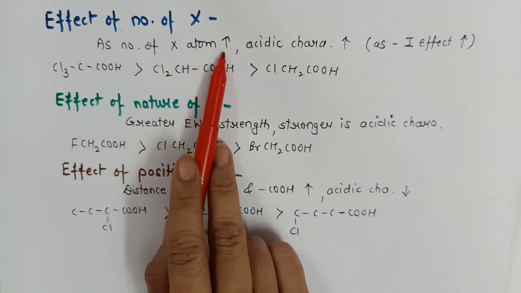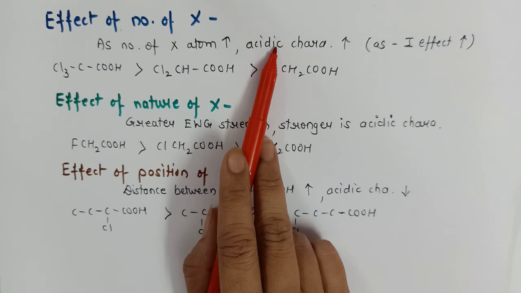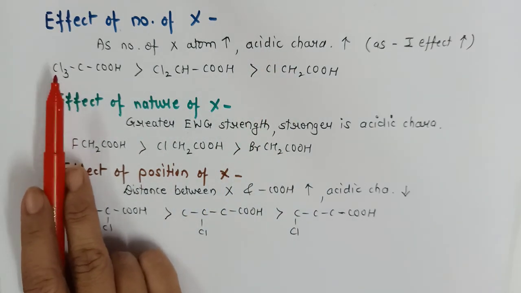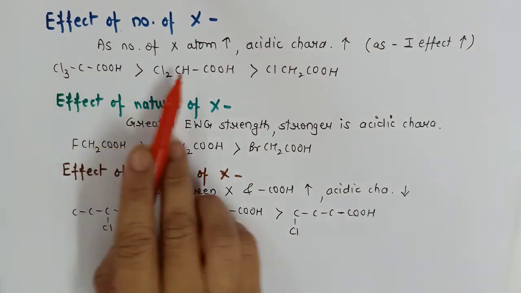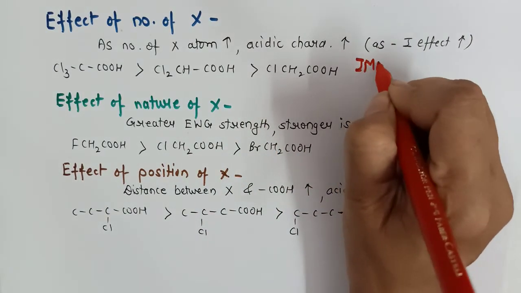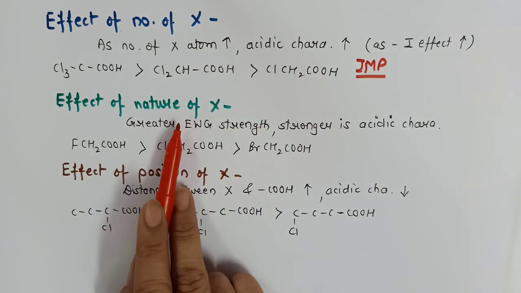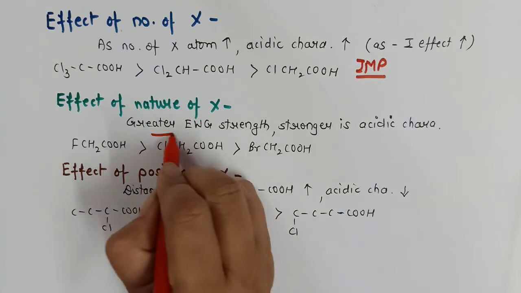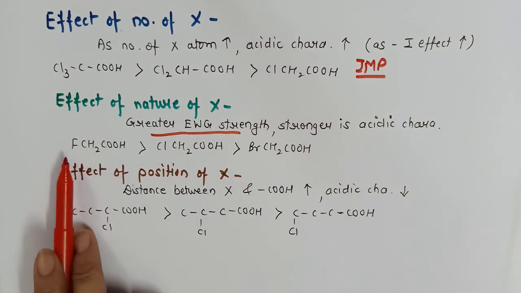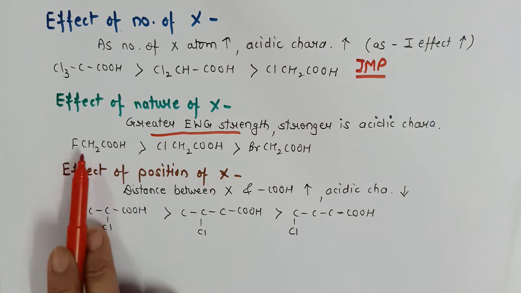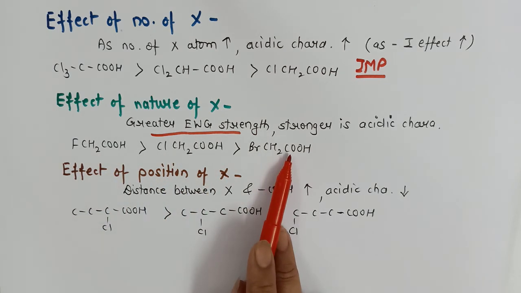So the first one, as the number of halogen atoms increases, we know the minus I effect will also increase, and therefore acidic character will also increase. As a result, trichloroacetic acid will be a stronger acid as compared to chloroacetic acid. This question is asked many times: why is trichloroacetic acid a much stronger acid as compared to chloroacetic acid? Now, if the halogen has greater electron withdrawing strength, the acid will be stronger, and among halogens we know fluorine has the strongest electron withdrawing character, and therefore fluoroacetic acid becomes a stronger acid as compared to chloroacetic acid and bromoacetic acid.